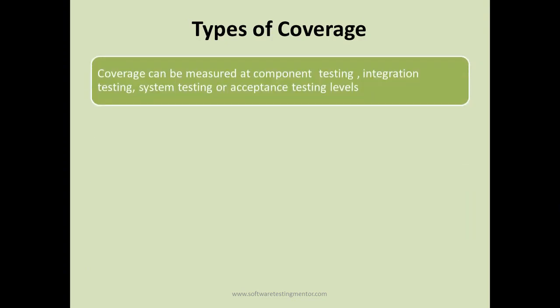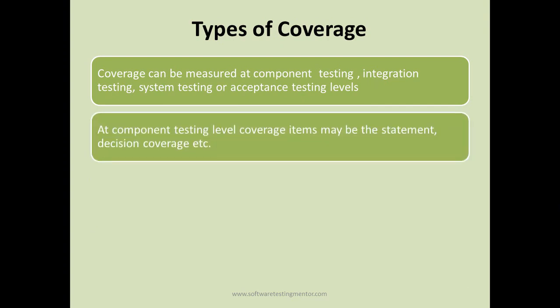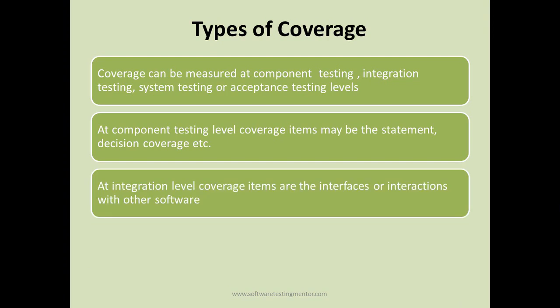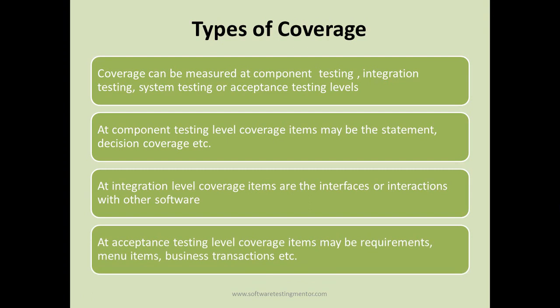So what are the types of coverage? Coverage can be measured at component testing, integration testing, system testing, or acceptance testing level. It can be measured at any test level. At component or unit level, coverage items may be statement or decision coverage. At integration level, the coverage items are the interfaces or interactions with other software or systems. And at acceptance testing level, coverage items may be requirements, menu items, business transactions, or end user scenarios.